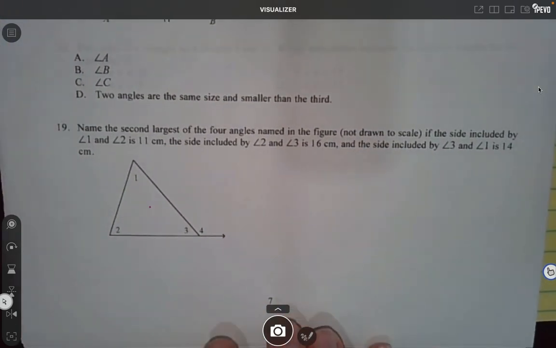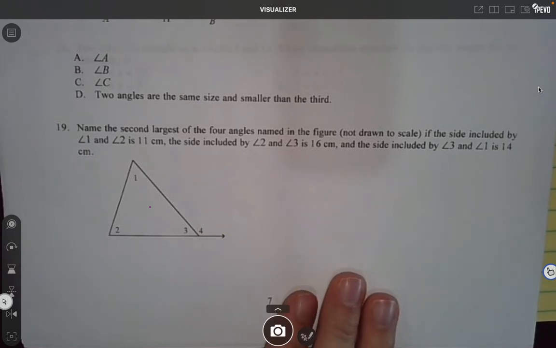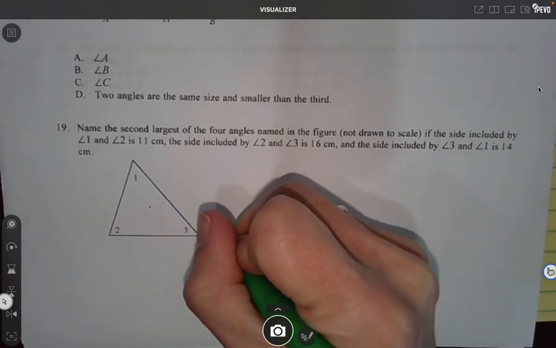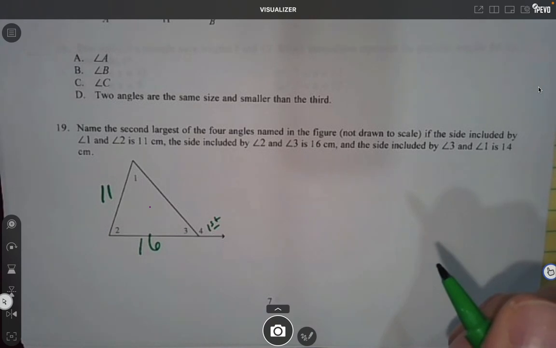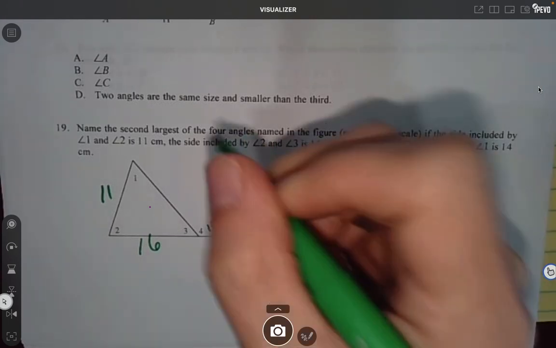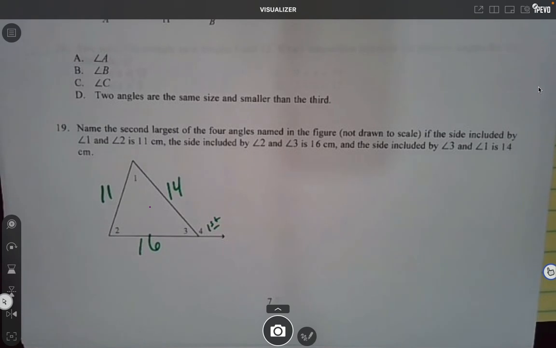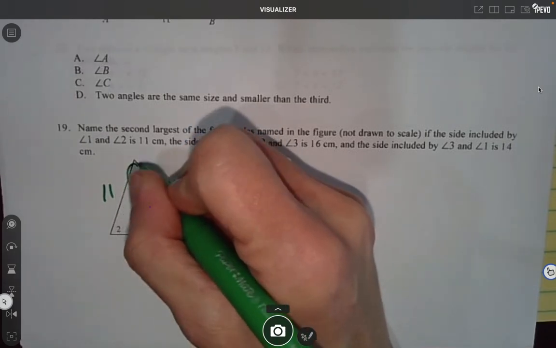Okay, it says a whole lot of information. Name the second largest angle. Which one's the biggest angle, y'all? Angle 4. Okay, so I know that's my first largest angle. So then it says the side between 1 and 2 is 11, the side between 2 and 3 is 16, and the side between 3 and 1 is 14. So now which one is the largest angle? It's 1, okay? So that's the second largest angle.